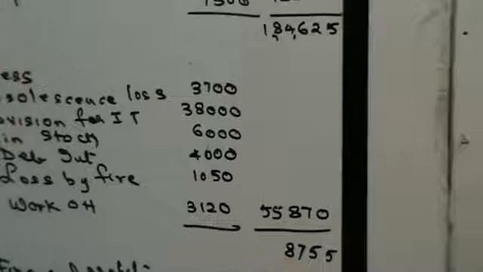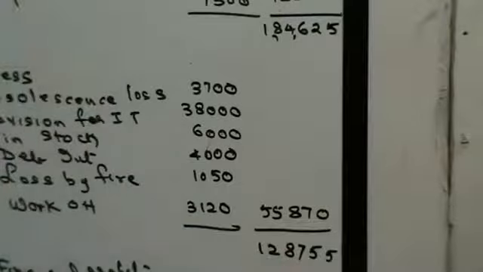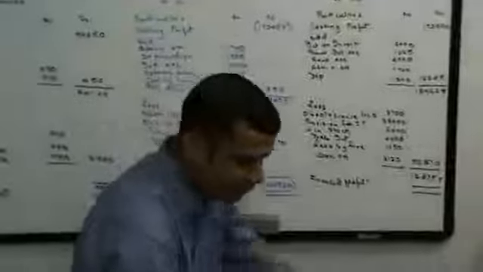Someone please check this. 1,84,625 minus 55,870. 1,28,755. Right? That will be the answer for that. Fine, will we get this thing clear?